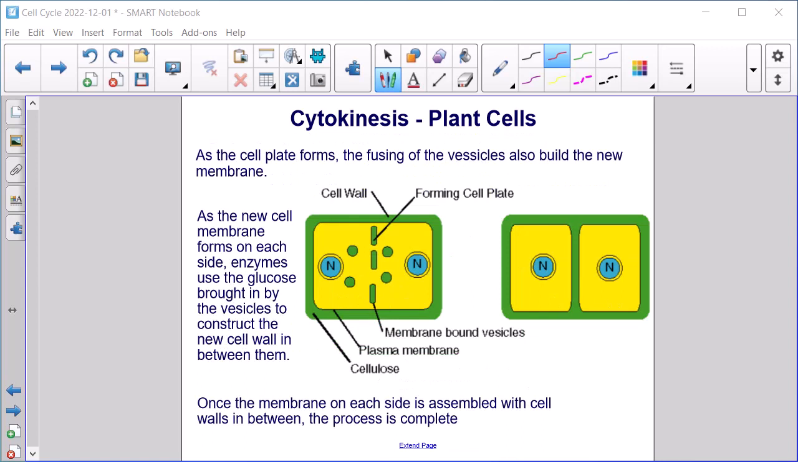As the cell plate forms, the fusing of the vesicles also build the new membrane. As the new cell membrane forms on each side, enzymes use the glucose brought in by the vesicles to construct the new cell wall in between them. Once the membrane on each side is assembled with cell walls in between, the process is complete.